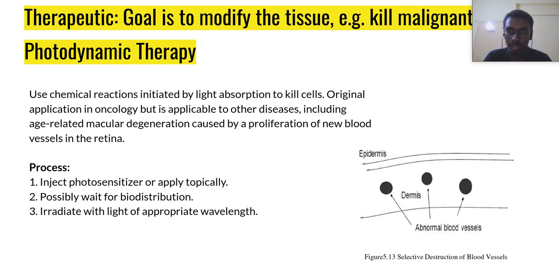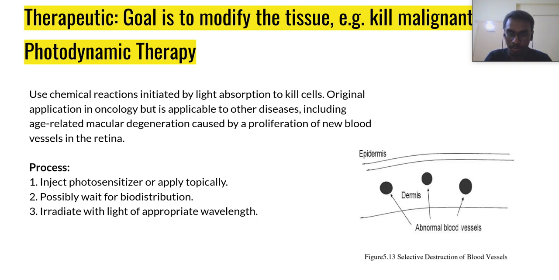The process is a three-step process. The first one is to inject the photosensitizer, or it can either be applied topically, that is on top of the skin. As you see in the image, we have the epidermis and dermis, and the abdominal blood vessels are present in the dermis. We'll wait for the photosensitizer to distribute itself through the region that needs to be therapeutically operated.